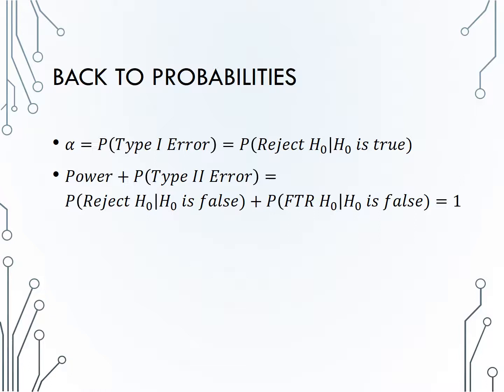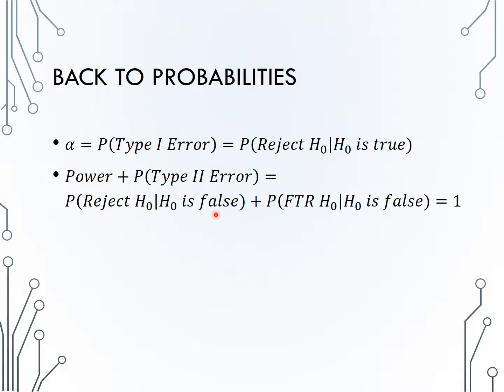Lastly, let's make sure we understand the probabilities involved in these errors. Power is a probability. It's the probability of correctly rejecting a false null hypothesis. In other words, it is a conditional probability, conditional on the null being false. Power is the probability of rejecting the null, given the null hypothesis is false.